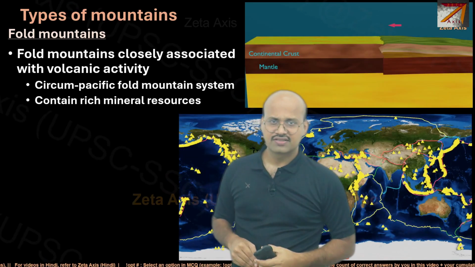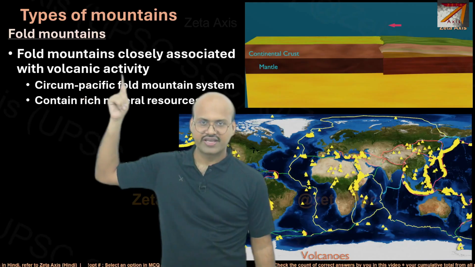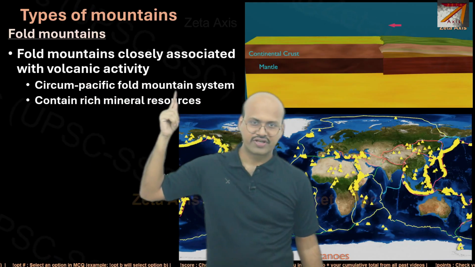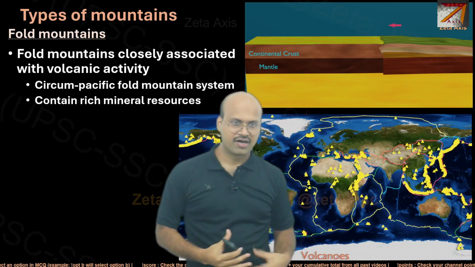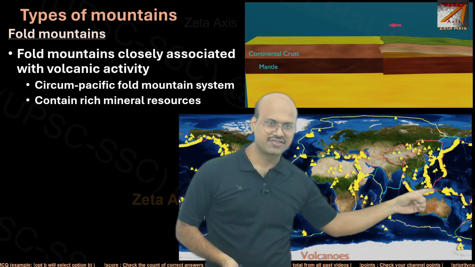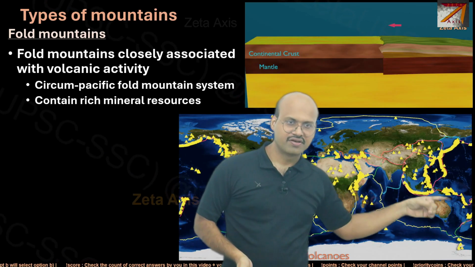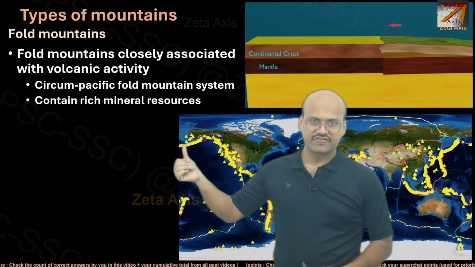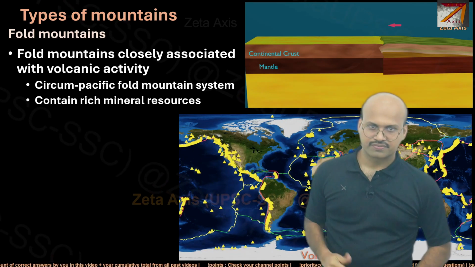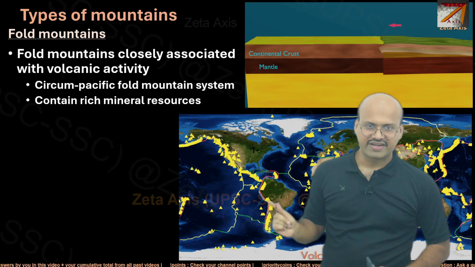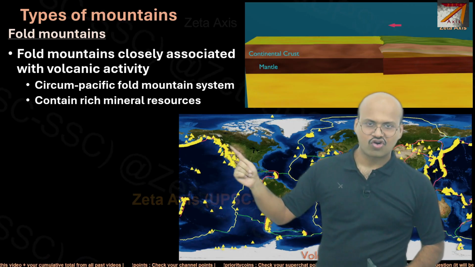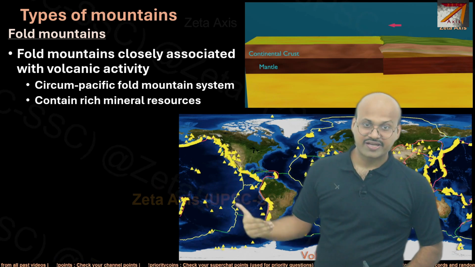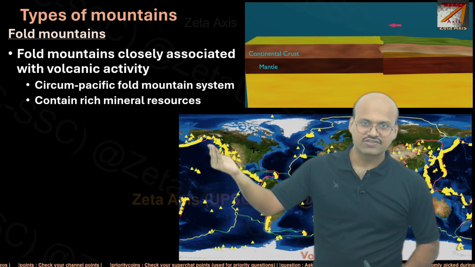Fold mountains are closely associated with volcanic activity. Here we can see the Circum-Pacific fold mountain system. We can see the part of the Pacific on this side, as well as on this side. These triangles show the volcanoes. Here we have the Andes mountains, and here we have the Rockies. We can see that the Rockies and the Andes are closely associated with these volcanoes.